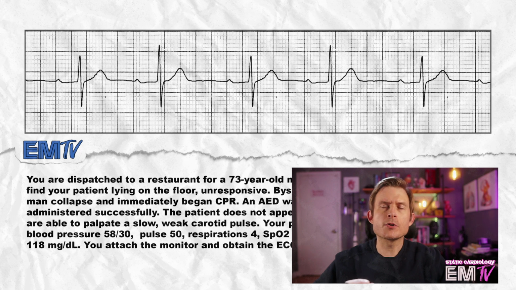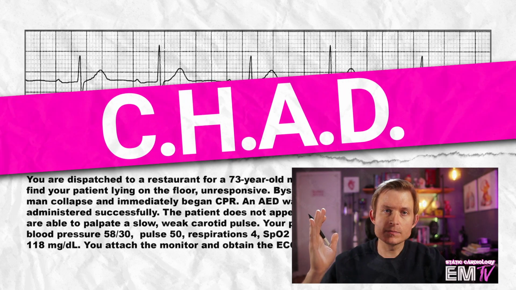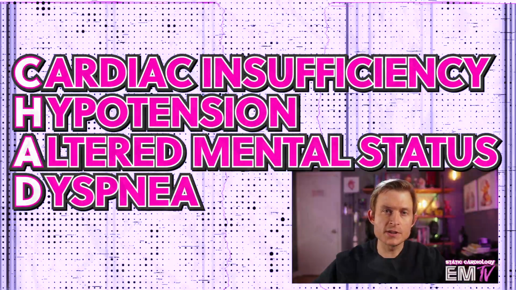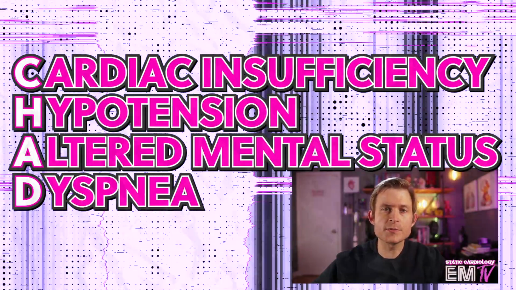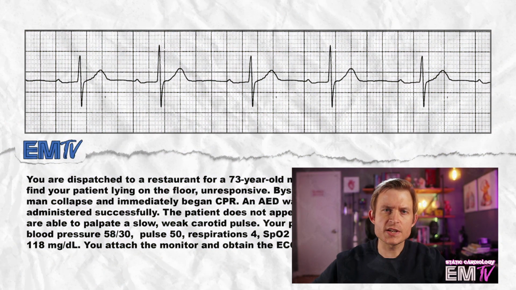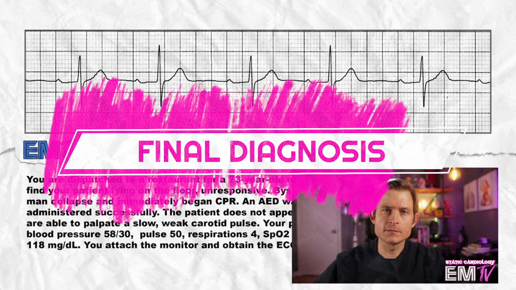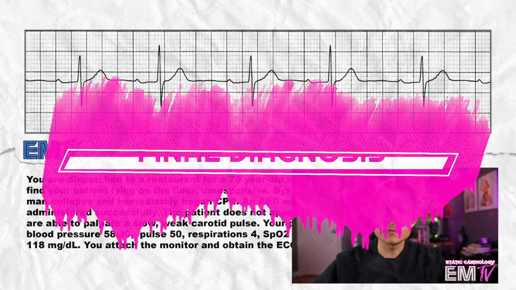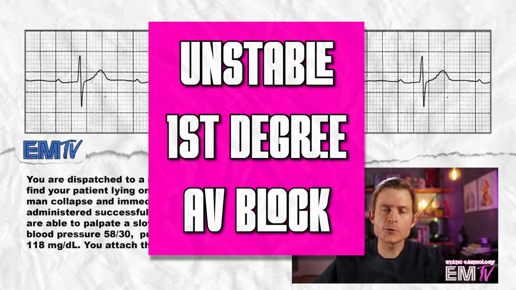In order to provide proper treatment to this patient, you must first make the determination if he is stable or unstable. For determining instability, I use the acronym CHAD. And this, of course, stands for cardiac insufficiency, hypotension, alteration in mental status, and dyspnea. Based on this patient's presentation as well as his vital signs, my final diagnosis for static cardiology is going to be an unstable first-degree AV block.